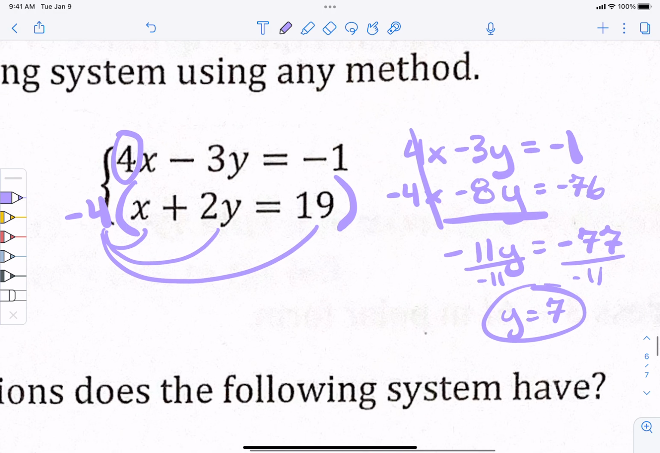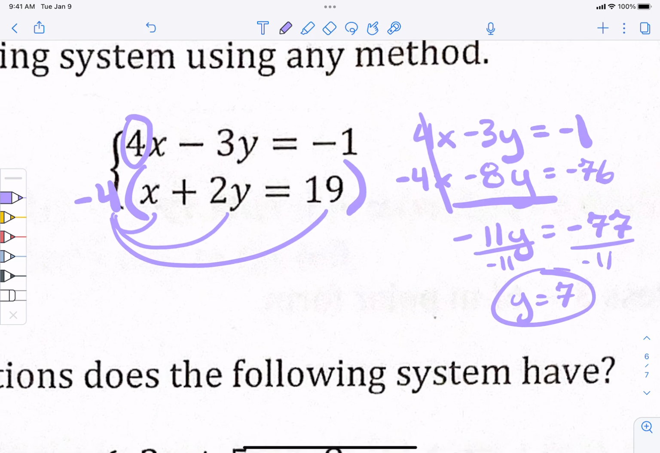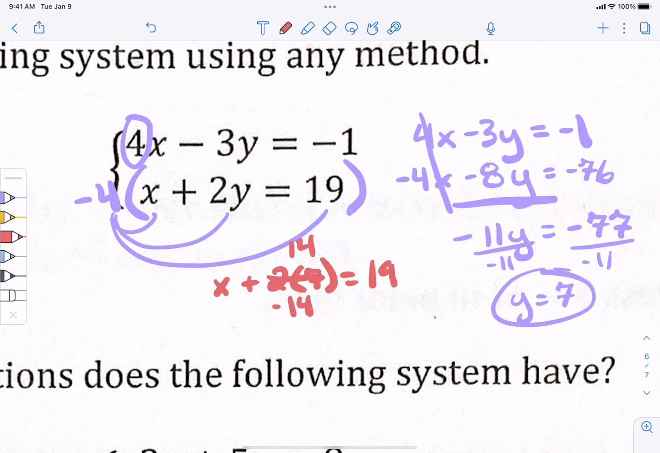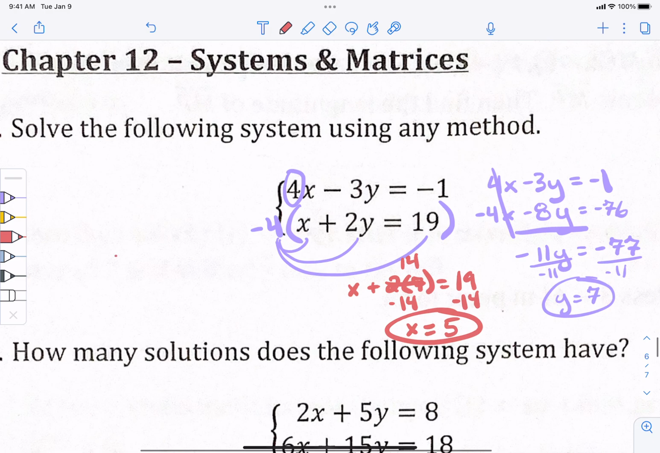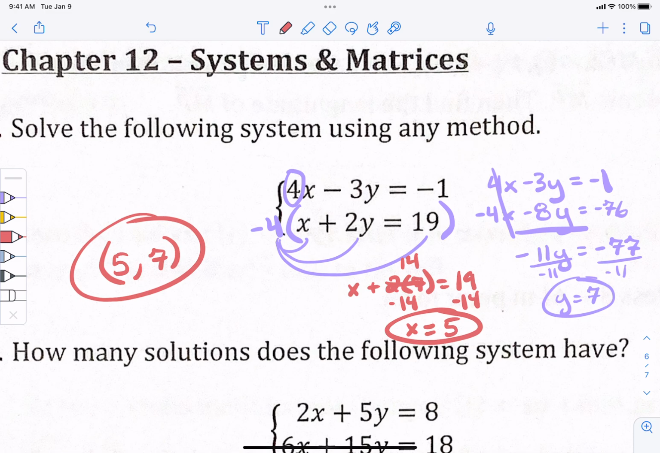Okay, last thing I have to plug back in. I'm going to plug into the bottom one. I think I'm plugging into the bottom equation. So x plus 2 times 7 equals 19. 2 times 7 is 14, and if I subtract my 14 over, I get 5. What that tells me is that (5, 7) is the coordinate where those two lines are going to cross each other. So that's what that solution does.